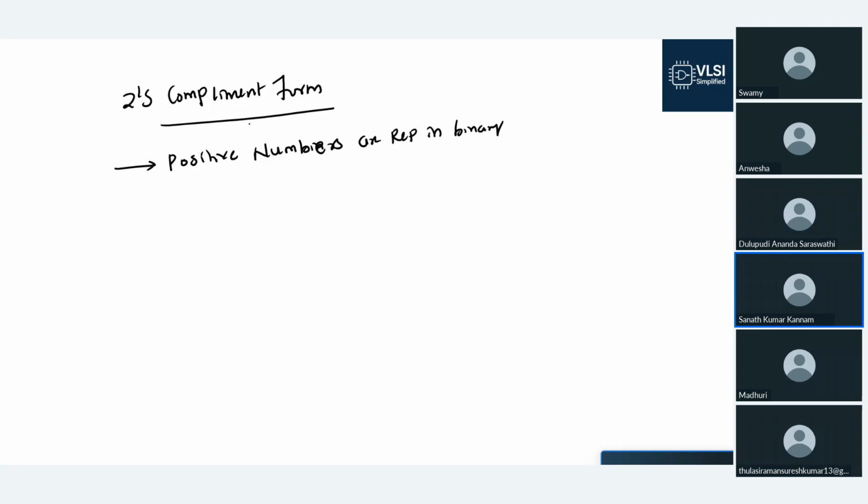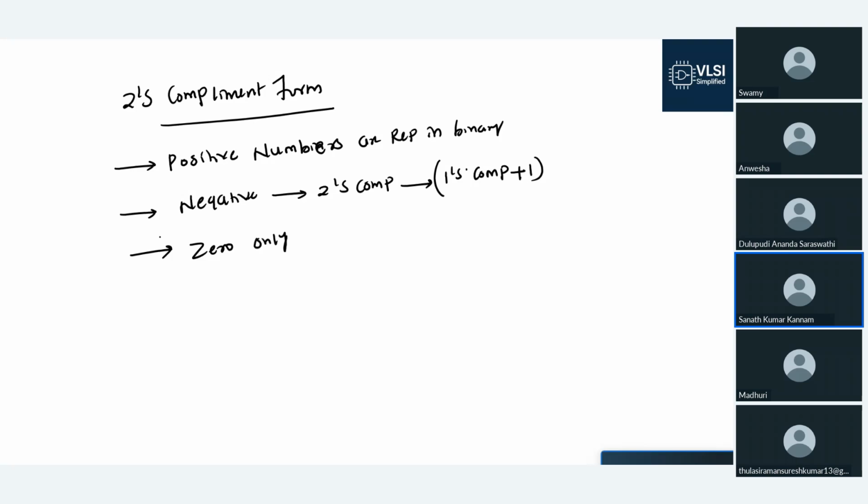Same as sign magnitude, but for negative numbers you need to apply 2's complement. How will you get 2's complement? You need to apply 1's complement, and adding 1 to this, you'll get the 2's complement. So that means in 1's complement you have 2 representations for 0, but in 2's complement for 0 you have only one representation.